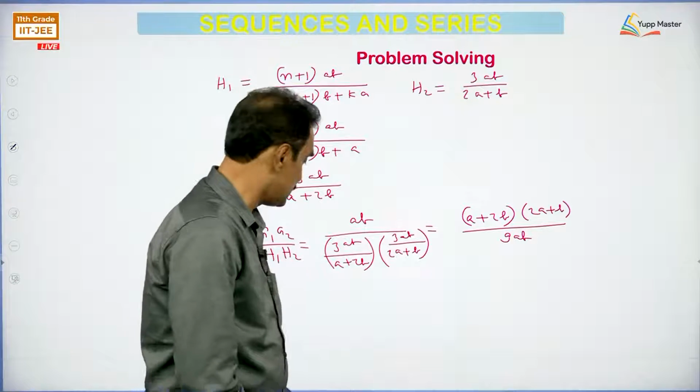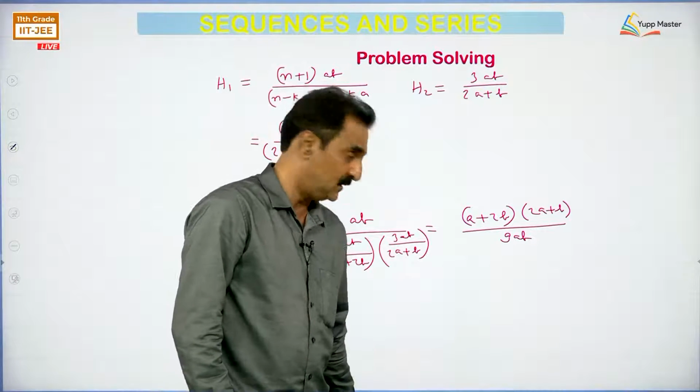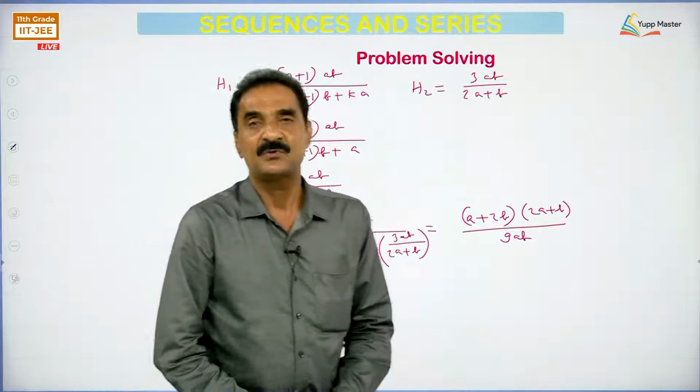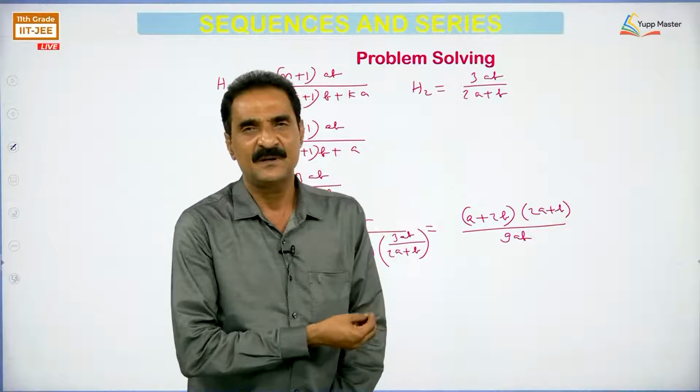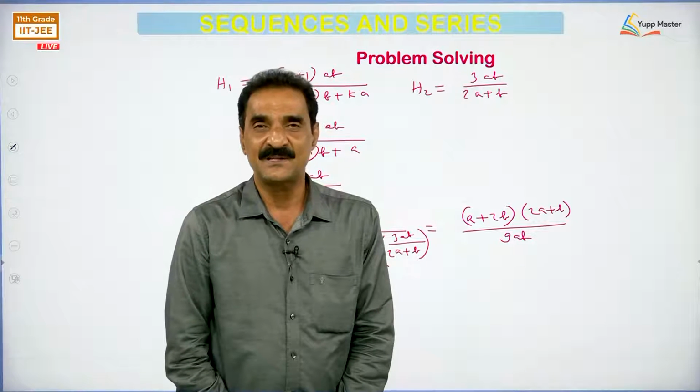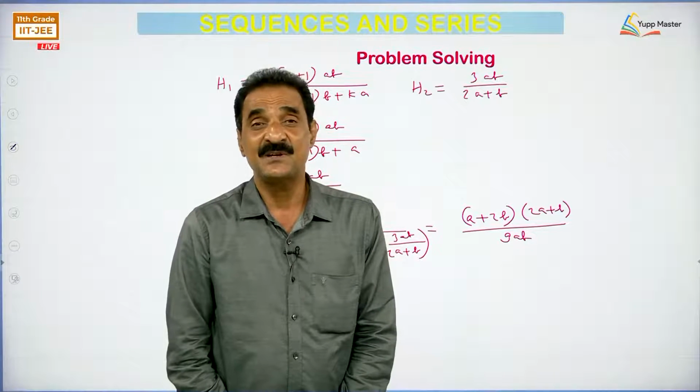Okay. So these are the problems on AM, GM, HM. Tomorrow, after solving 2 or 3 more problems on AM, GM, HM, we are going to discuss summations in sigma form.